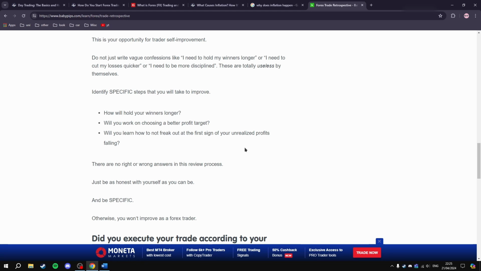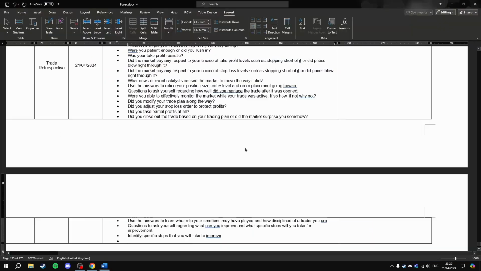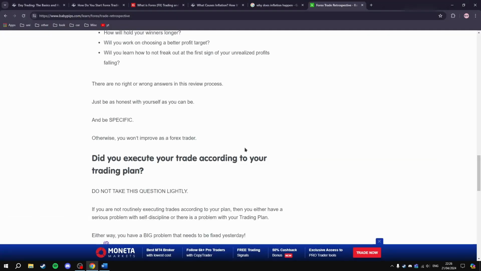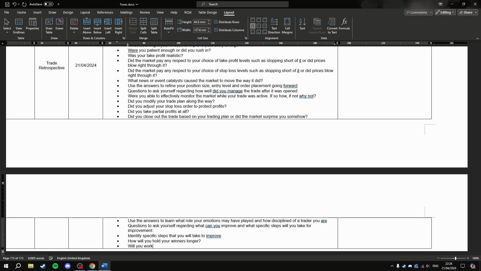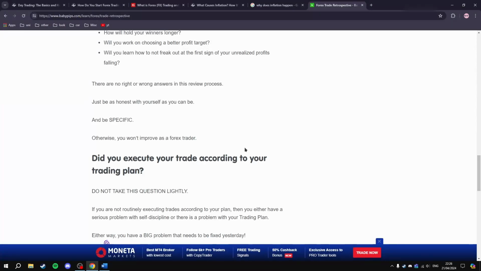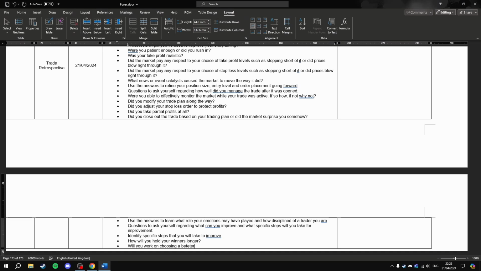How will you hold your winners longer? So that just means how can you make more profit from that trade? How will you work on choosing a better profit target?